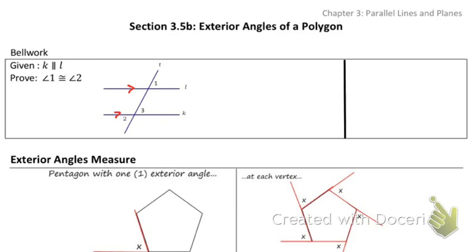So let's go ahead and make our two columns. And we'll have our reasons. I should actually have my reasons over here, and my statements over here. All right, my first step is just the given. It is K is parallel to L.